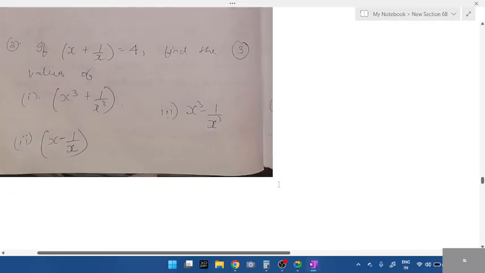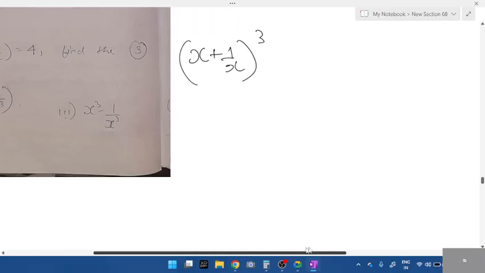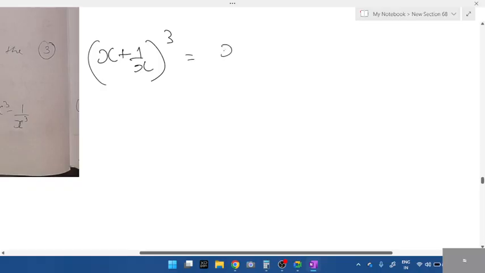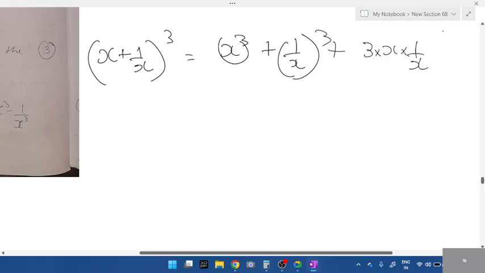This part. What's the degree given? 1. So which one is 1? Main question or the sub question? Main question. Whichever has degree 1, take that and square. X plus 1 by x is 4. Is it a square or cube question? It is a cube question. So x cube plus 1 by x cube plus 3. What's the formula? 3 into a into b into a plus b.